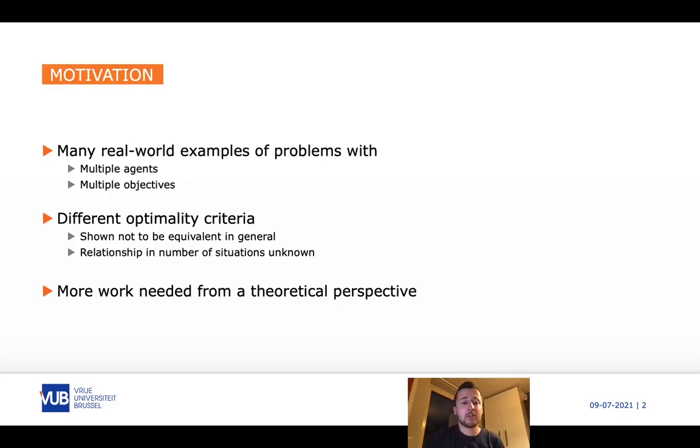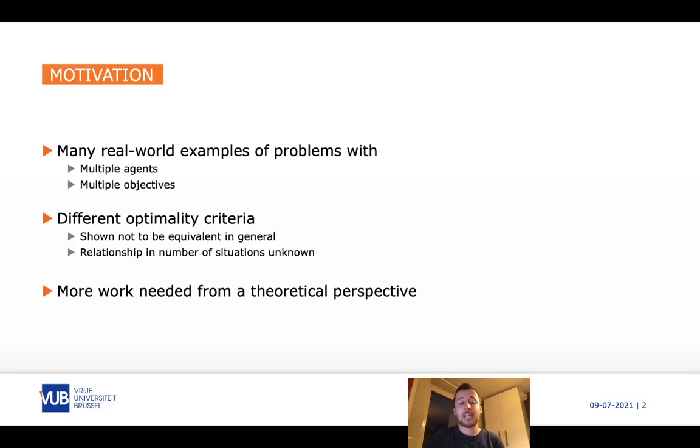First, a bit of motivation. Why is this actually interesting to study? Well, if you look out at the real world, there are many examples of problems in which there are both multiple agents as well as multiple objectives. Then in game theory, we take a look at these types of problems through the lens of multi-objective games.